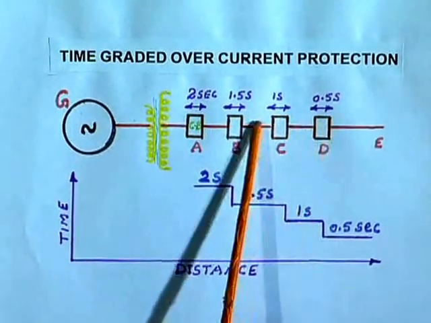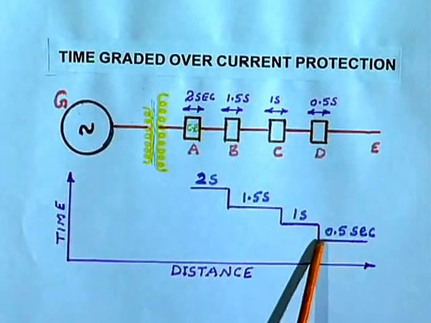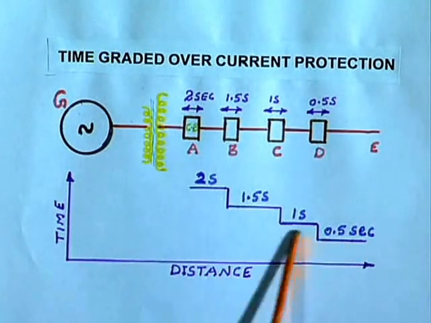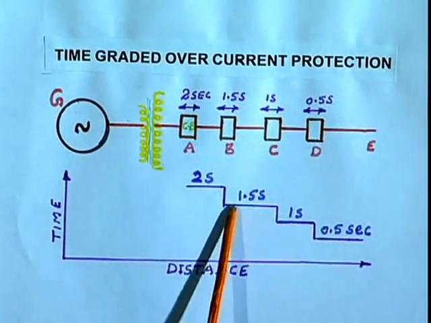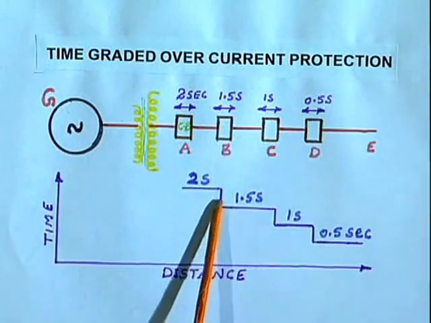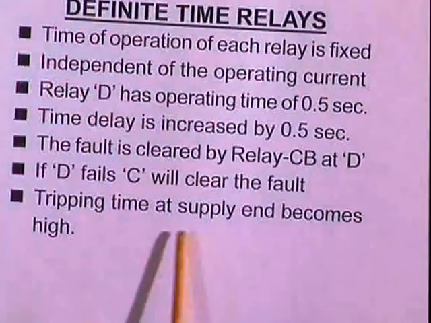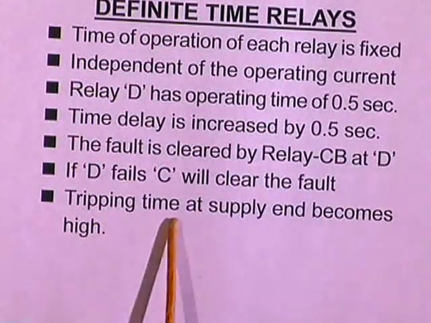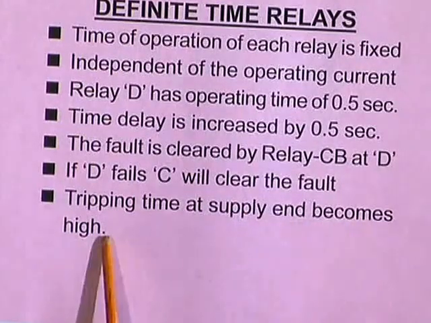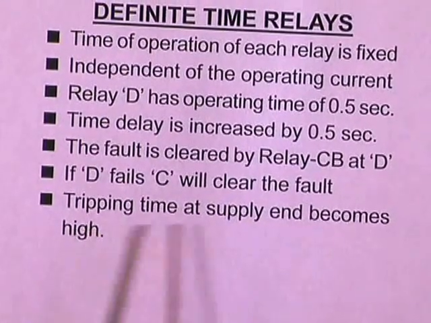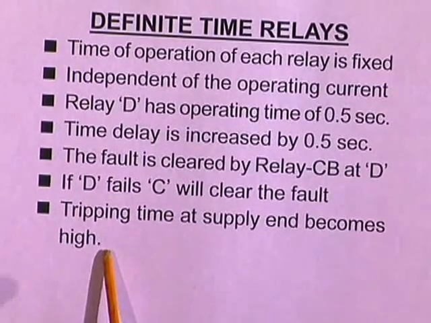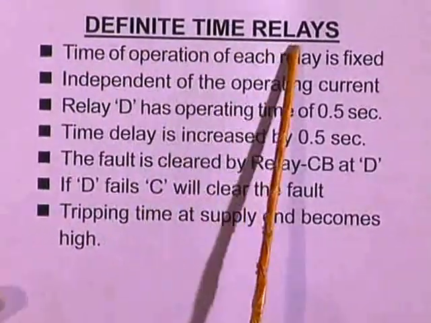So that means each relay is graded. First D to E it is 0.5 second, C to D it is 1 second, then B to C 1.5, then A to B 2 seconds. So the tripping time at the supply end becomes high. As you go to the supply end, the tripping time becomes very high. These are the definite time relays.